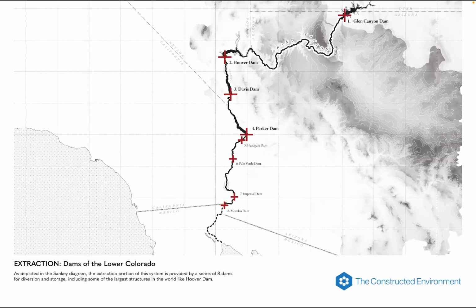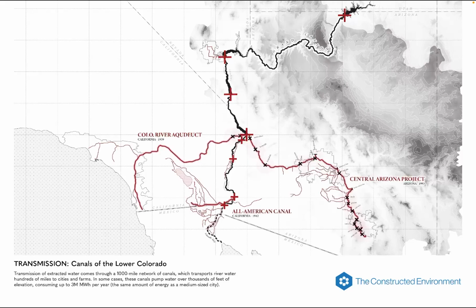As depicted in the Sankey diagram, the extraction portion of this system is provided by a series of 8 dams for diversion and for storage, including some of the largest structures in the world, like Hoover Dam. Transmission of extracted water comes through a 1,000-mile network of canals, which transports river water hundreds of miles to cities and to farms. In some cases, these canals pump water over thousands of feet of elevation, consuming up to 3 million megawatt hours per year, the same energy as a medium-sized city.